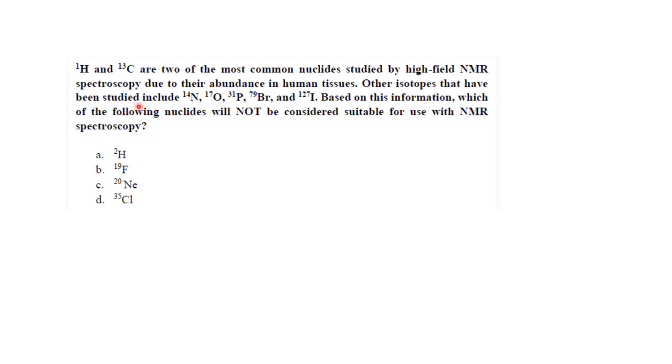Suppose we have two nuclei. One is proton and one is 13 carbon, two of the most common nuclides studied by high field NMR spectroscopy due to their abundance in human tissue. Other isotopes that have been studied include these, and based on this information, which of the following nuclides will not be considered suitable for use with NMR spectroscopy? Can anyone tell me the answer for this one? Which among these will not be suitable for NMR spectroscopy?